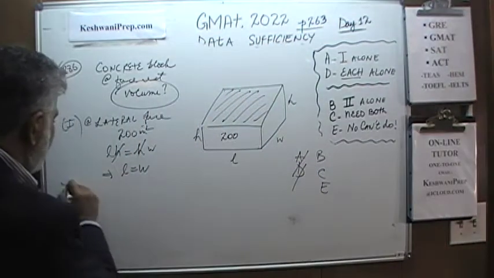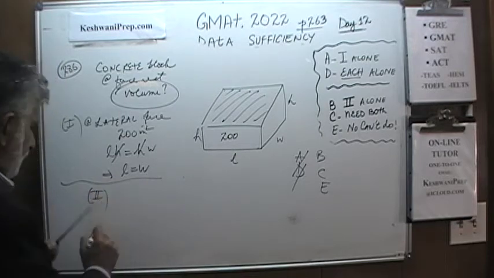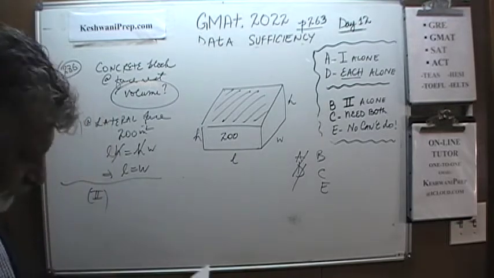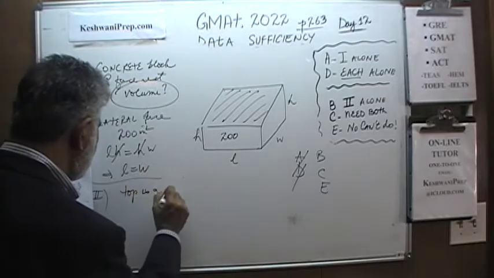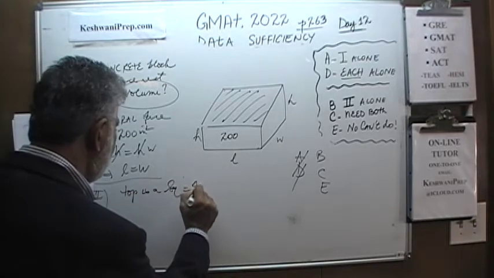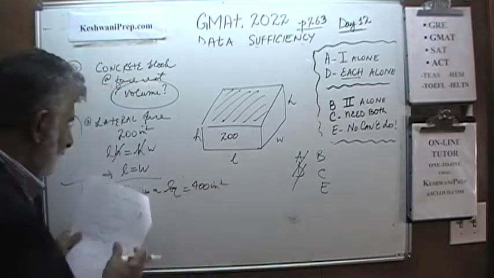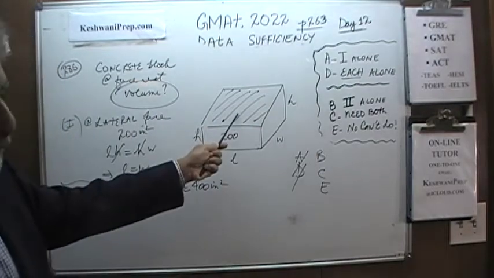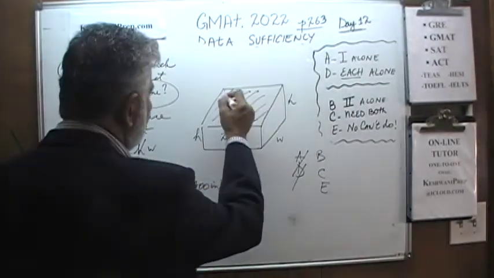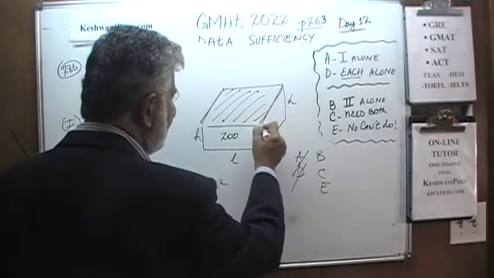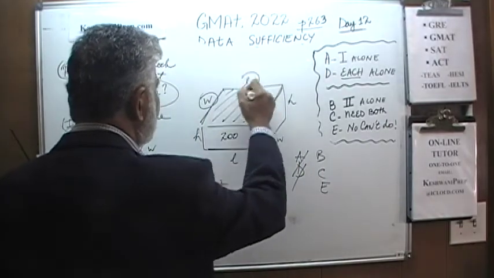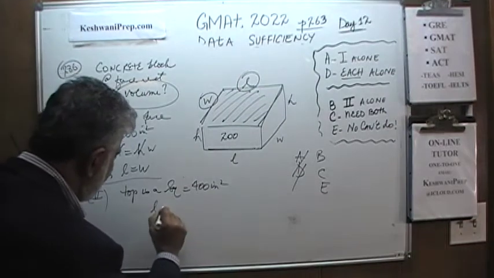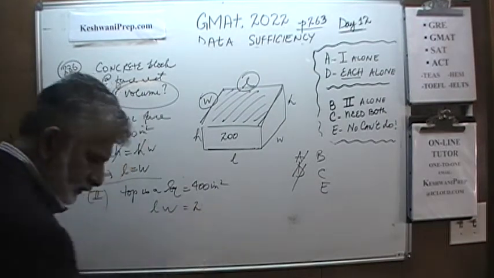Let's look at what the second one tells us. The second statement tells us that the top is a square with the area of 400 square inches. Let's look at the top right here, this one that I drew the first time, which is simply this side right here, which is the width, and this side right here, which is the length. Length times width is equal to 400.